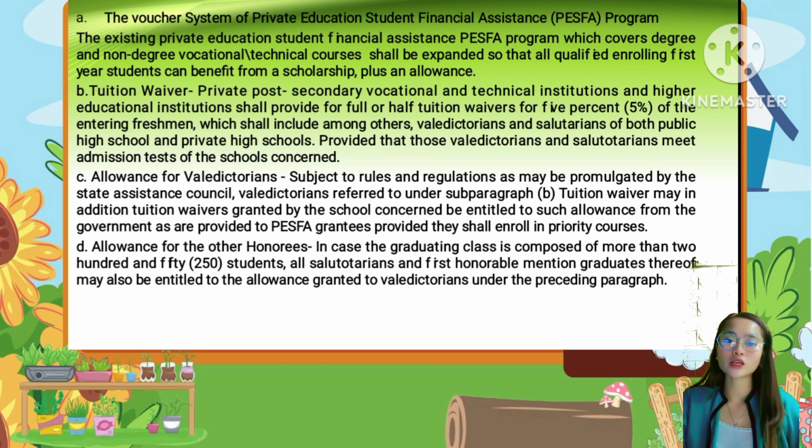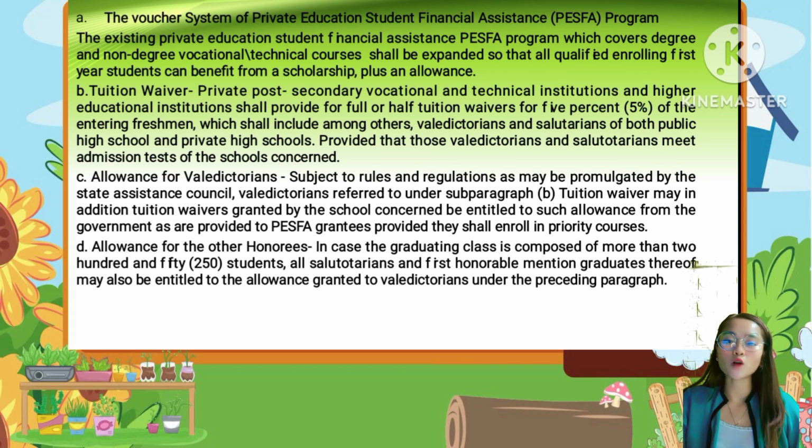The existing Private Education Student Financial Assistance, or PESFA, program, which covers degree and non-degree vocational technical courses, shall be expanded so that all qualified enrolling first-year students can benefit from a scholarship plus an allowance. Next is tuition waiver. Private post-secondary vocational and technical institutions and higher educational institutions shall provide for full or half tuition waivers for 5% of the entering freshmen.